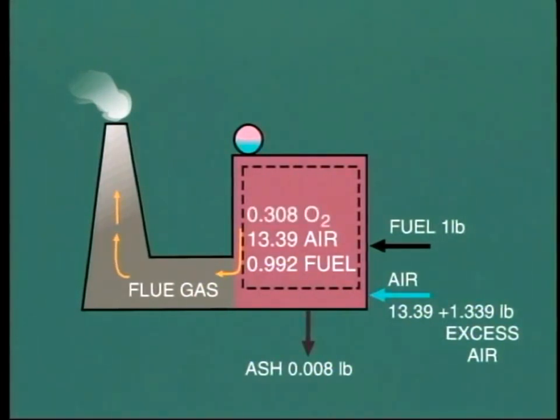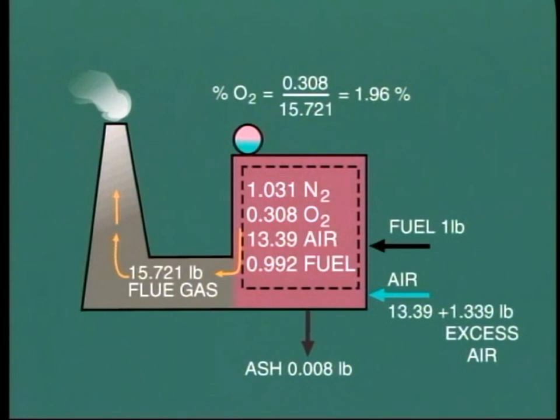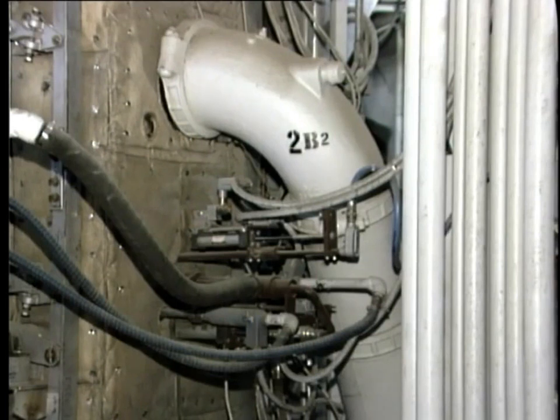This excess air will contribute 0.308 pounds of oxygen and 1.031 pounds of nitrogen to the flue gas. So the total weight of flue gas for each pound of fuel burned is now 15.721 pounds, including 0.308 pounds of oxygen. The percentage of oxygen is therefore 1.96%. This is a typical target value for oxygen in flue gas, as indicated by monitoring instruments on the boiler when burning oil. In your workbook, we show the calculations for air requirements and flue gas analysis of our other selected fuels. But I'm sure you've all had enough of these calculations by now, and so have I. But really, this material is necessary in order for us to better understand the practicalities of operating different types of burner equipment.